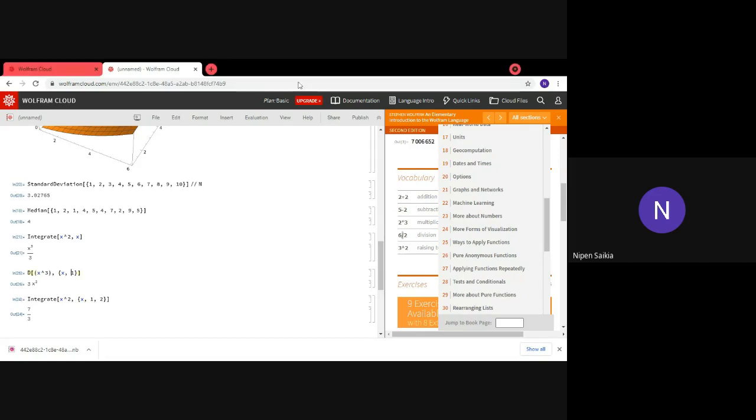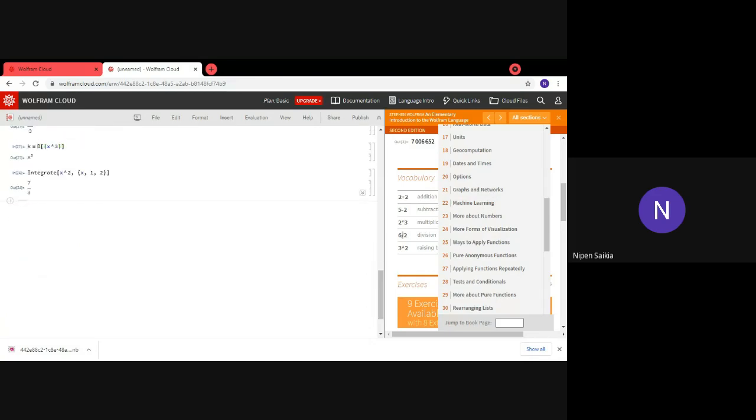Or we can do it in another way. I think it is not coming here, so we'll remove this one. Say I will take this as some k. K is equal to D of x cube. So let me write here, say D of x cube with respect to x. So I will press shift enter, and I will get 3x squared.